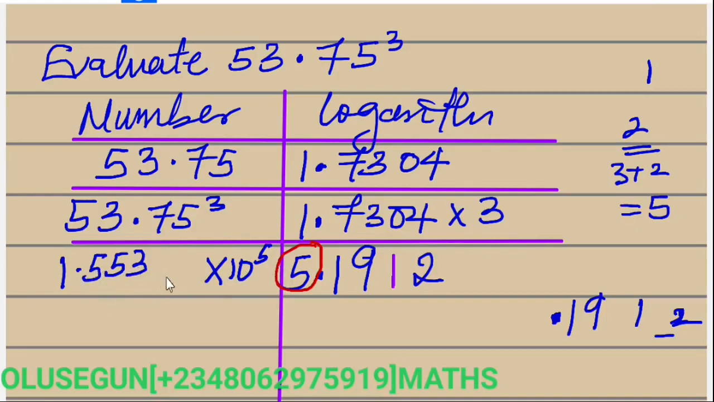So it will still have 2 0. So the final answer will now give you 1. Let's shift 3 0. 1, it will be 1, 2, 3, 4, 5. So it will be 1, 5, 5, 3, 0, 0. So this is how we find the logarithm. By the time you scale this number, it will surely give you 155,300. So this is how to do this.